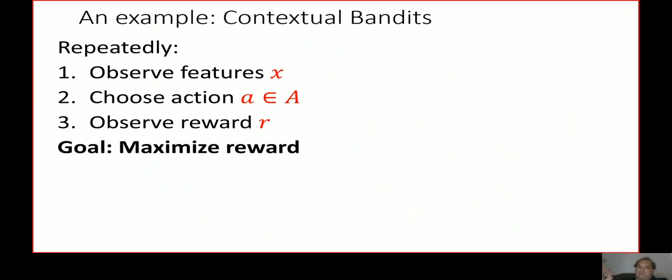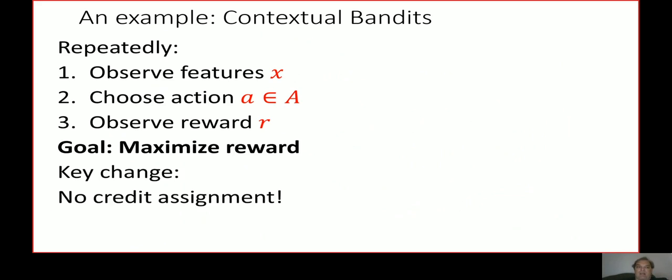Okay, so now this sounds like full reinforcement learning, and it is to a large extent, but there's one severe caveat, which is that we're imagining that there's no credit assignment problem. So the news article that is displayed to you does not influence the way I will behave when the news article is displayed to me.